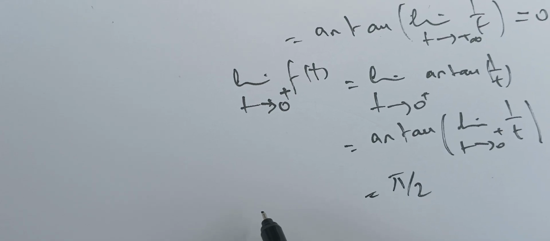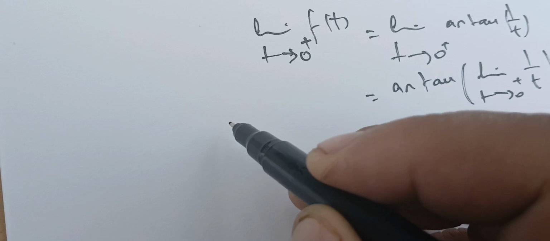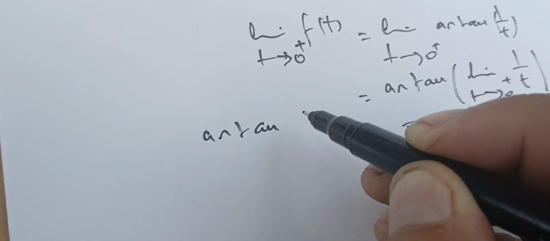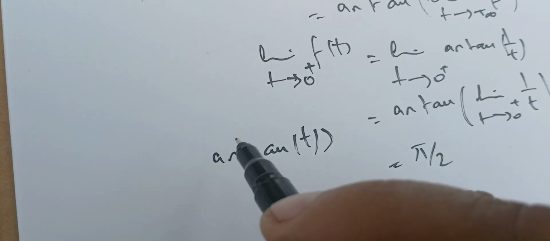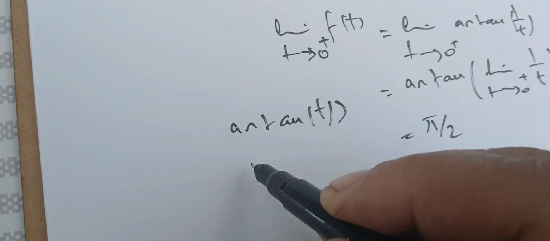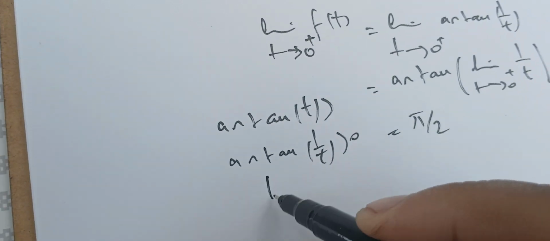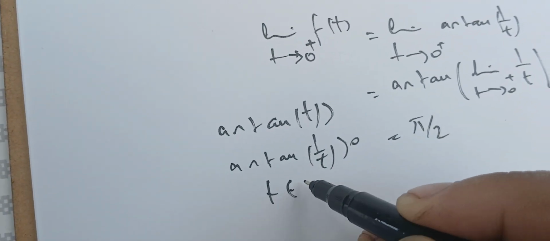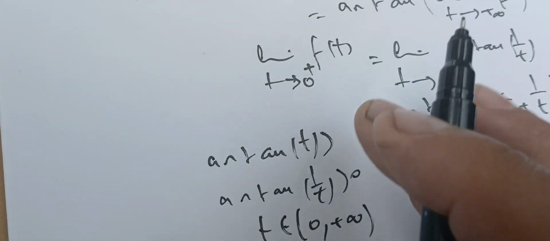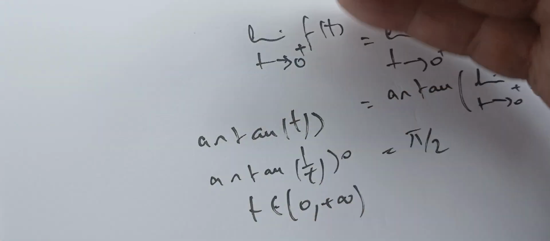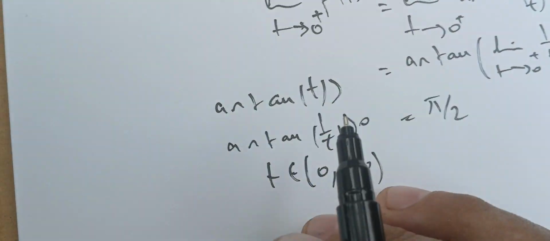Now we need to notice one thing, that you need to know: arctangent is bigger than 0 for all t's bigger than 0. And therefore, arctangent of 1 over t is bigger than 0 for t bigger than 0. That means our function is on top of the x-axis when we are in between 0, not included, and infinity.